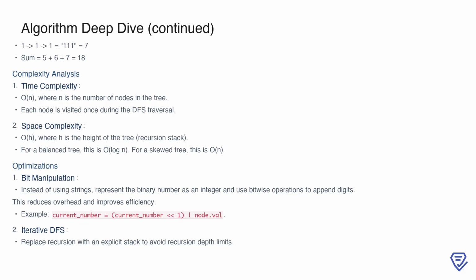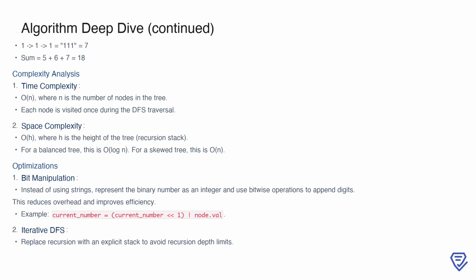The time complexity of the brute force approach is O(n), where n is the number of nodes in the tree. This is because each node is visited exactly once during the DFS traversal. The space complexity is determined by the height of the tree, which corresponds to the maximum depth of the recursion stack. For a balanced tree, this is O(log n), while for a skewed tree, it is O(n).